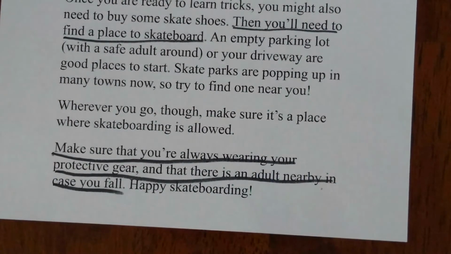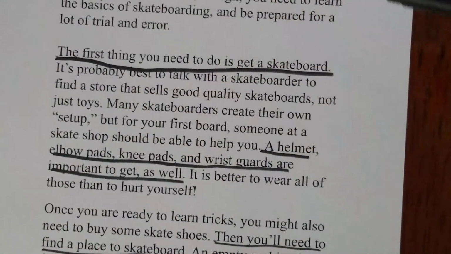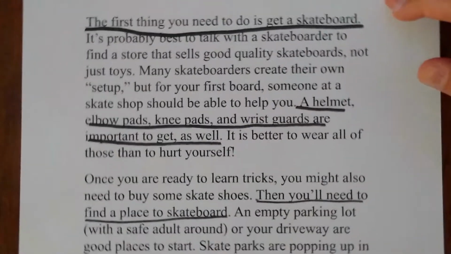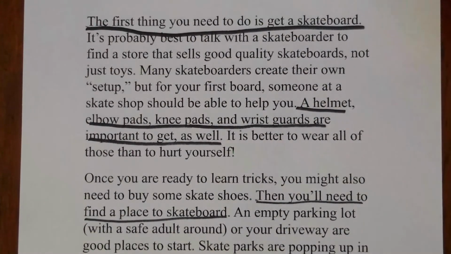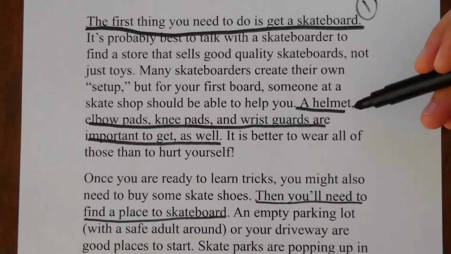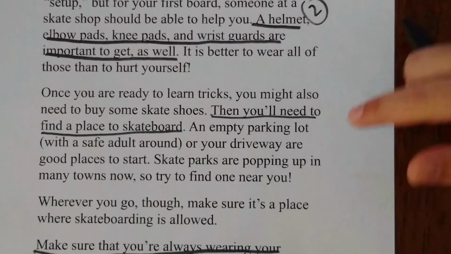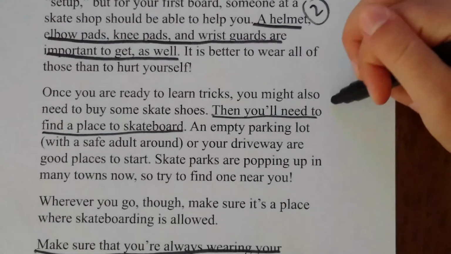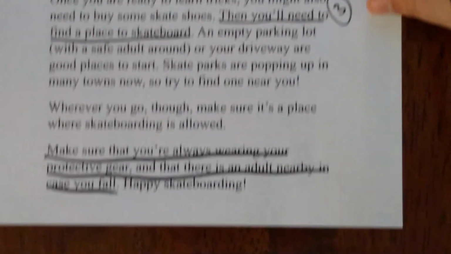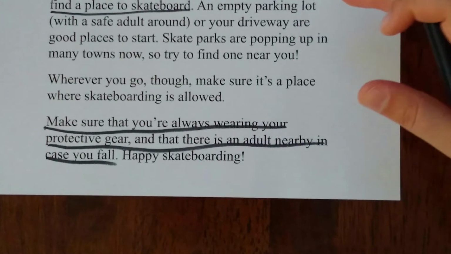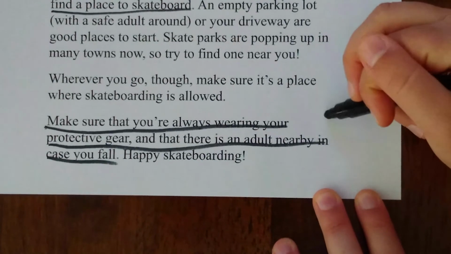Great work, everyone. Now let's go back to each item that we underlined and number them in the order of the steps that they need to be taken in. So we have the first thing you do is to get a skateboard. So we'll label this number 1. Then we have that you need protective gear. So we'll have 2. And then we need a place to skateboard. So that will be 3rd. And then finally, you have a final check that you are wearing your protective gear and that there is an adult nearby, and so that will be 4th.